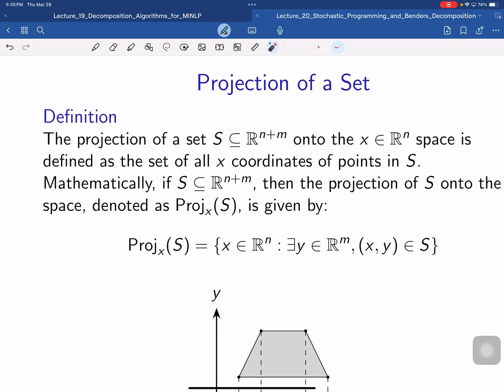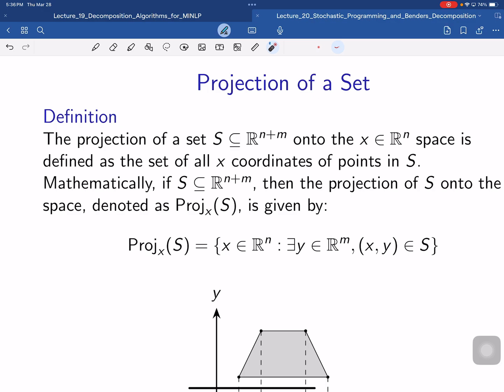If you have a set in high dimension, in dimension real numbers m plus n, right? Think about x has n dimensions, y has m dimensions. Okay, so you want to project this set onto the x space, right? What will that give you? Okay. So the projection of a set to a low-dimensional space is essentially saying that you take all those points in high dimension, and then if the x coordinate is in the set, then it will be in the projection.